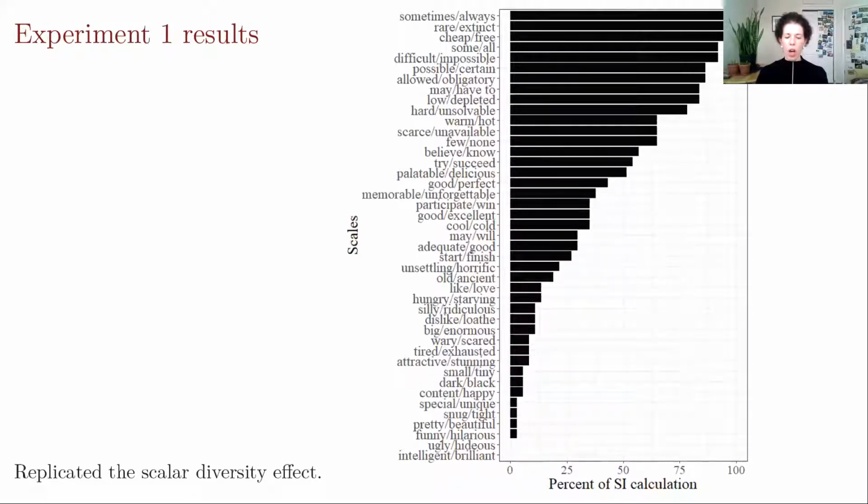So observe that there is robust variation across the different scales in the percentage at which they led to an SI calculation. So it ranges from the intelligent brilliant and the ugly hideous scale, which in this experiment did not lead to SI calculation at all, to, on the other hand, the some all scale or the difficult impossible scale, which led to SI calculation quite robustly.